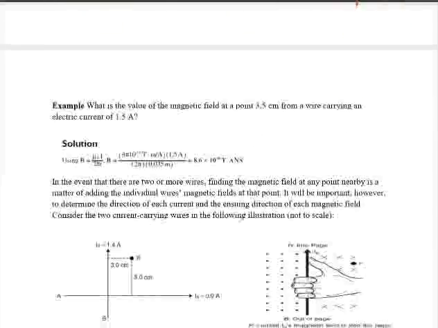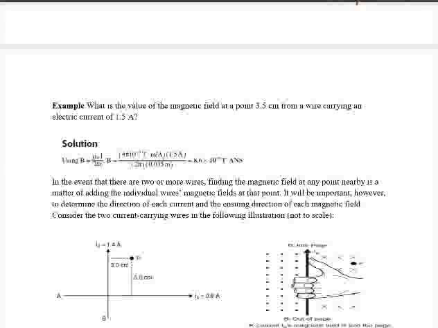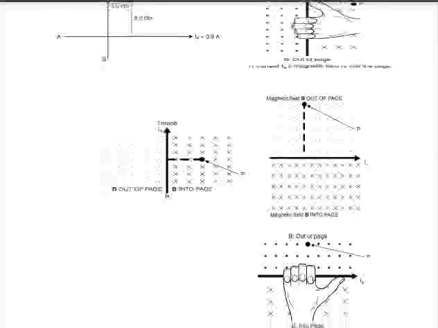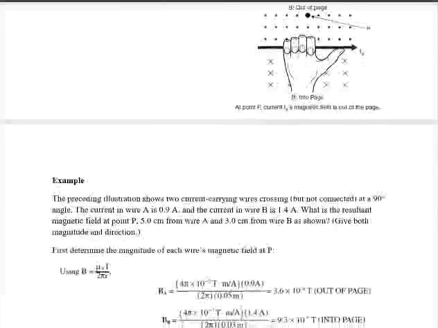Okay. For example, what is the value of the magnetic field at a point 3.5 centimeter from a wire carrying an electric current of how much? This much. The permeability of free space is this much, and the current is this much, and this 3.5 centimeter must be converted to meter. Therefore, it becomes such a value, and finally, you can get this value. Okay. These are some diagrams. You must see these by yourself and calculate the values.